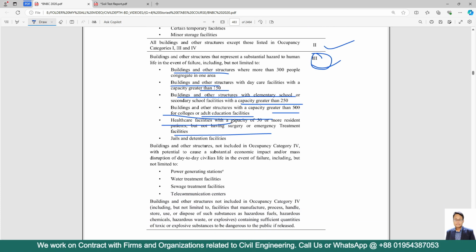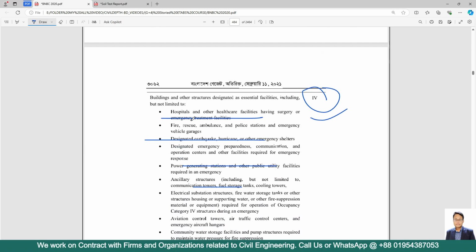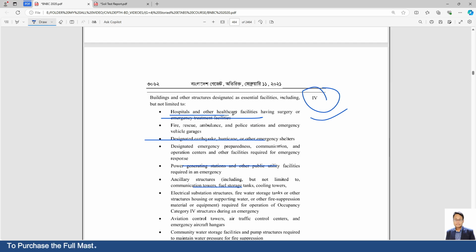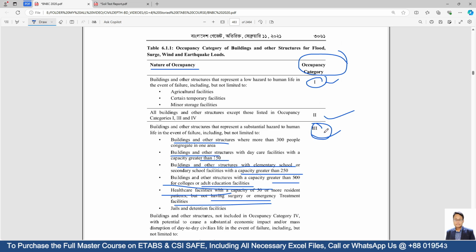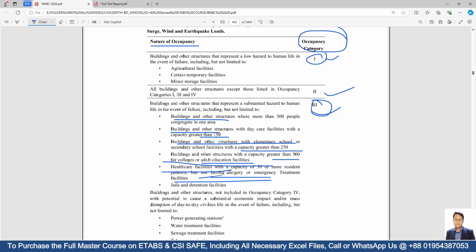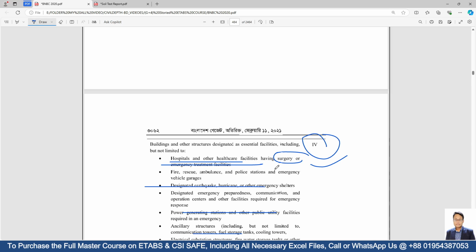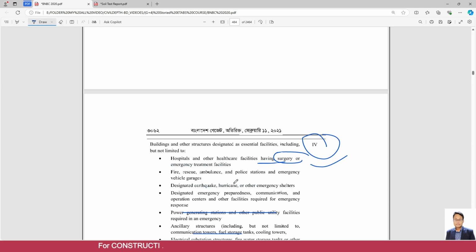In our case, there is no healthcare facility. Also, there is no surgery or emergency treatment, so we cannot consider them in occupancy category 3. Similarly, for hospital and healthcare in occupancy category 3, they told not having surgery. Let me erase them, not having surgery. Okay, but for occupancy category 4, you can see they are talking about having surgery or emergency treatment facility. But in our case, there is no possibility.